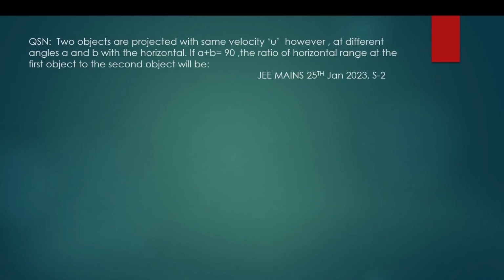So the next question. Two objects are projected with the same velocity u, however at different angles a and b with the horizontal. If a plus b is 90 degrees, find the ratio of the horizontal range of the first object to the second object. It's a very easy question, from 25 January 2023 sheet 2. It is based on the formula itself.